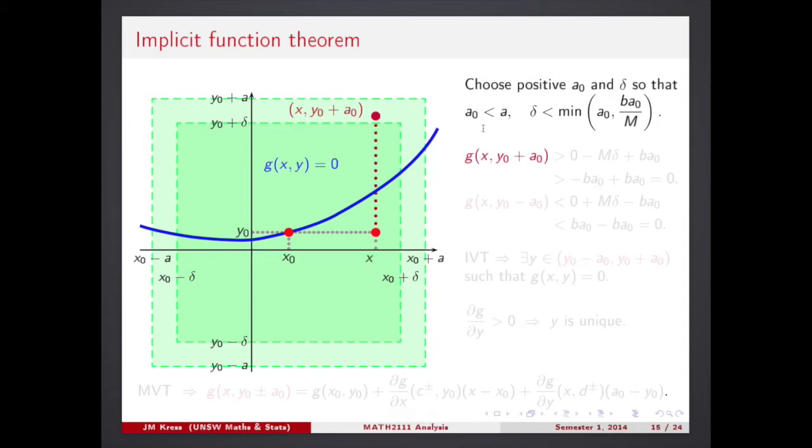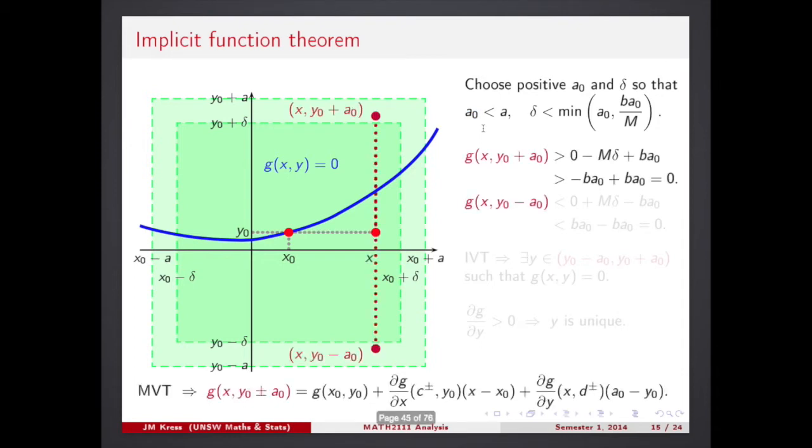Look at this. Now I see the strategy Jonathan Kress meant to do. We're going to choose this A0 in this way. I'd like to convince you that I can choose A0, still a positive number, not zero. It may be less than A, it will be less than A, but such that if I take a point A0 units above the y0 level, this value will always be positive. Why can I choose such an A0? Look at what it says.